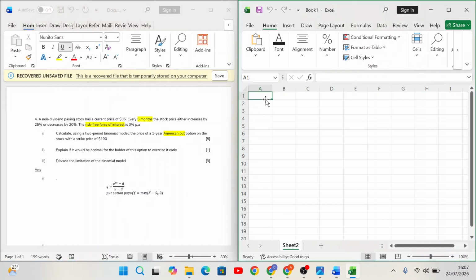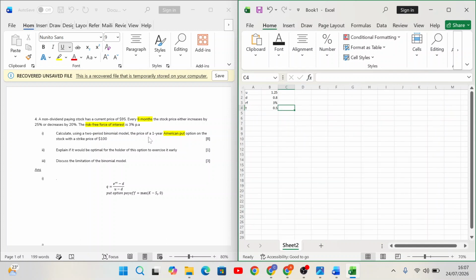Correct. So from there, I'll just write the basic information that I've been given in the question to help me calculate. So the up movement, it can either increase by 25%, so the up is 1.25, or decrease by 20%, so down is 0.8. The other thing I've been given is the risk-free rate of interest, which is 3%. I've also been given time, which is 0.5. What other information have I been given? I've been given the strike price K, which is 100.